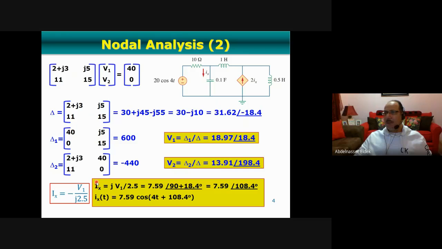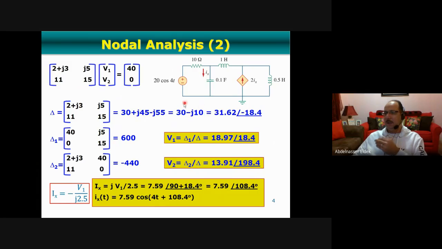So how do we solve these two equations? Let us see here. We need to find delta. Delta is the determinant of this matrix. So it will be 2 plus J3 times 15, which is, of course, 2 times 15 is 30. 3 times 15 is 45. So it will be 30 plus J45 minus J5 times 11, which is minus J55, so 30 minus J10.